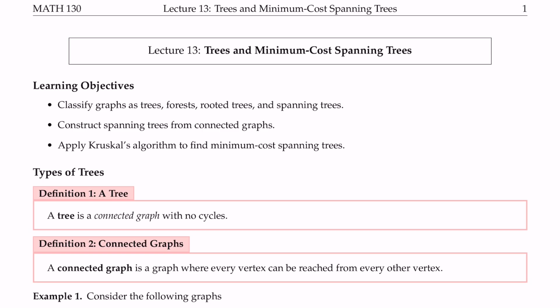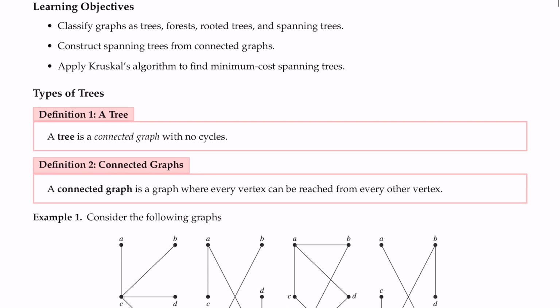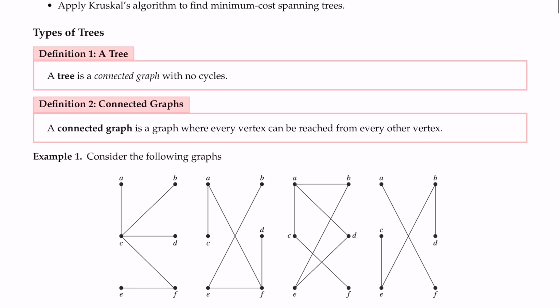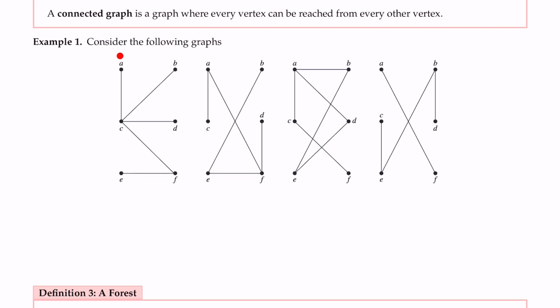Now, the first definition I want to give you is the definition of a tree. A tree is a connected graph with no cycles. And now back to the question: what is a connected graph? A connected graph is a graph where every vertex can be reached from every other vertex. Let's consider the following example.